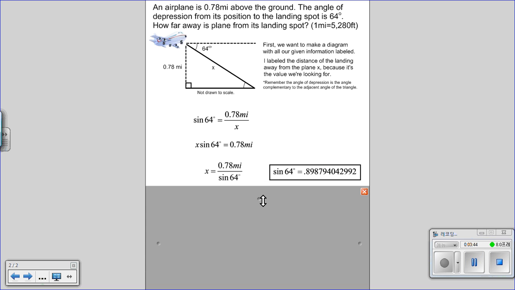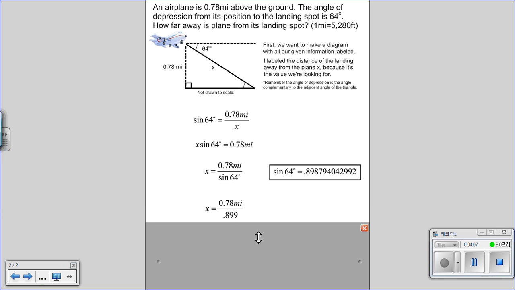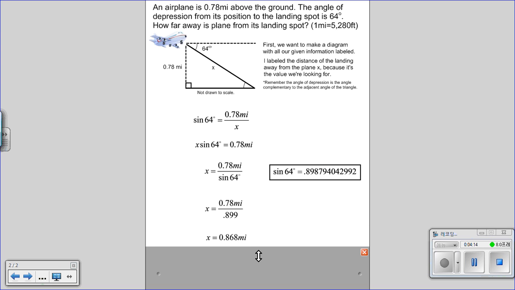We input the sine of 64 degrees into the calculator, and we get 0.899. Remember that in the problem we just did, the cosine of 26 degrees equaled this exact same value. This shows that complementary angles using sine and cosine give the exact same values. So we simplify this to get x equals 0.78 miles divided by 0.899, and we get x equals 0.868 miles.